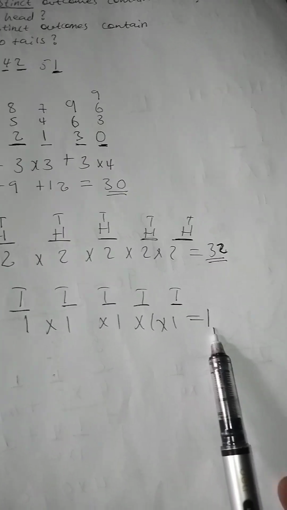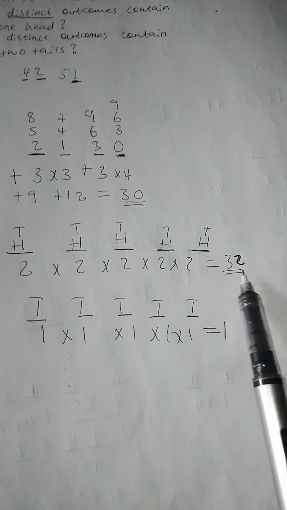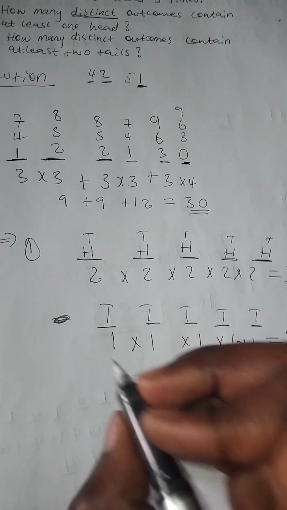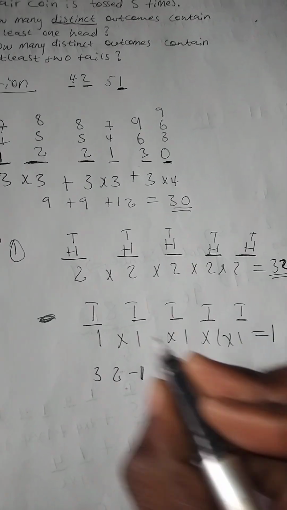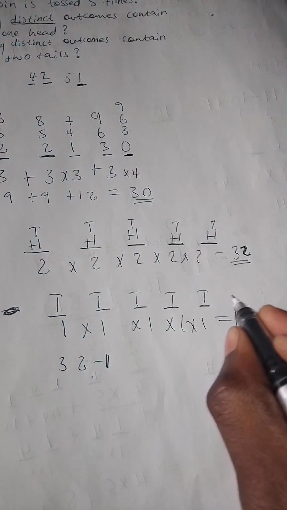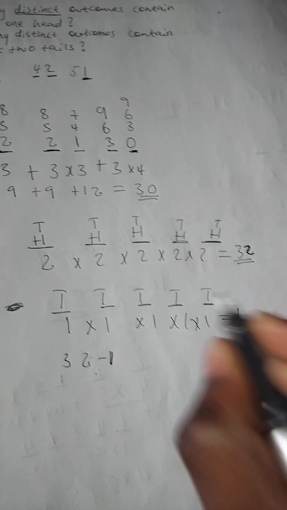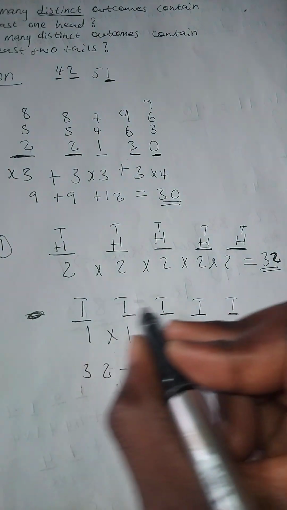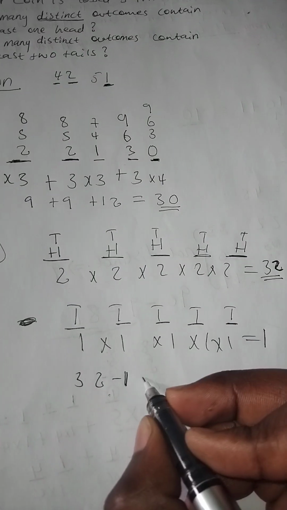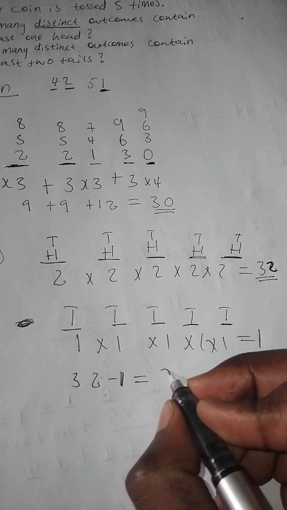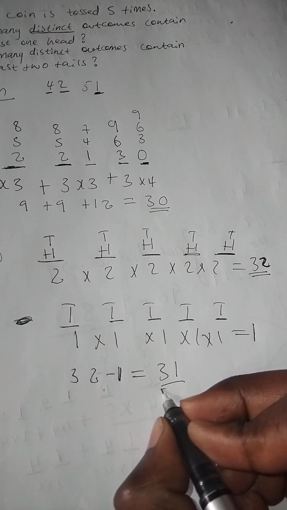Okay, so now from the total, we're going to subtract 1. So the answer to this question is basically 32 minus 1. We're subtracting 1 because here there is no head. So we need where there is at least one head. If we subtract where there is no head from the total, then the remaining ones are where there is at least one head. So the answer to that question is 31.